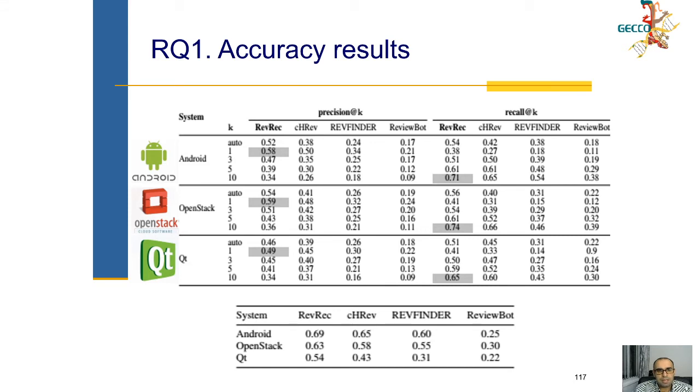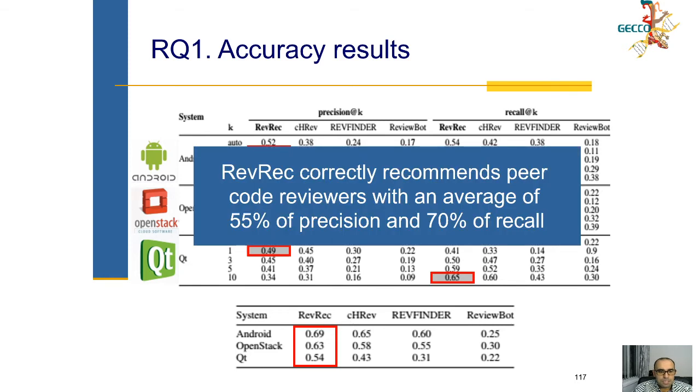So we find that in almost all three systems, we have much better results in terms of precision and recall, sometimes slightly better results. For the MRR, we found that we also have better results in terms of recommending reviewers in the first ranks. So on average, we have 55% precision and 70% recall when recommending peer reviewers.